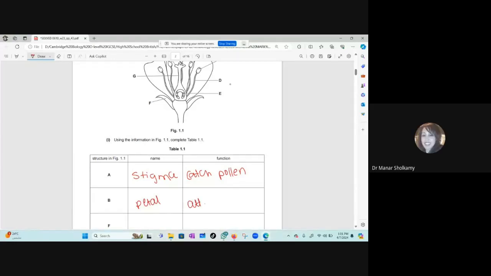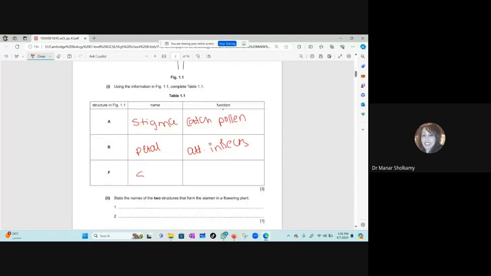Correct. Insects. Now F. What is F? Sepal. Very good. What is the function of this sepal? It protects the flower. Yes, it protects it when it's a bud before the flower opens.